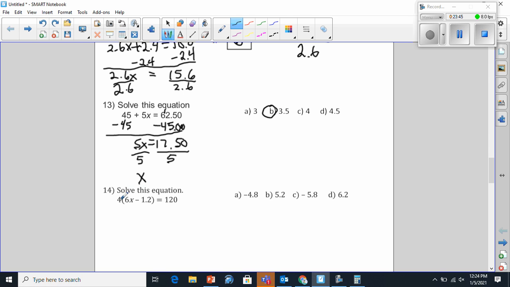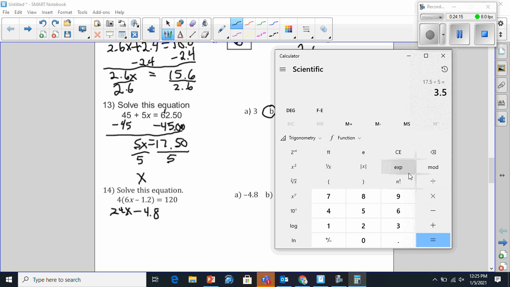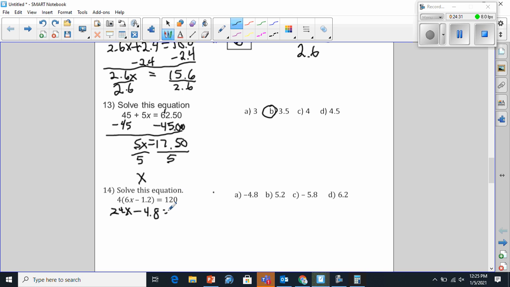Solve this equation. Well, this is 4 times all the numbers that are inside this parentheses. 4 times 6x is 24x. And 4 times negative 1.2 would be a negative 4.8. You guys will be able to use your calculator, so it'd be pretty easy just to take it out and punch it in, right? 4 times 1.2, we'll just make sure that Mr. Mendes got it right. Look at that, 4.8, right? All right, so all this has to equal 120.